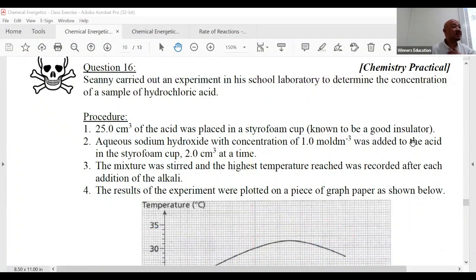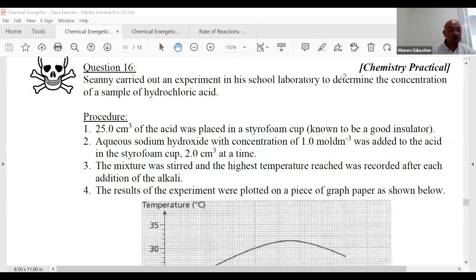This question is actually from a chemistry practical, sec 4. I take the practical question, I change it to become a theory question, okay? From one of the school. Shawnee carried out an experiment in his school lab to determine the concentration of a sample hydrochloric acid. Okay, very interesting.